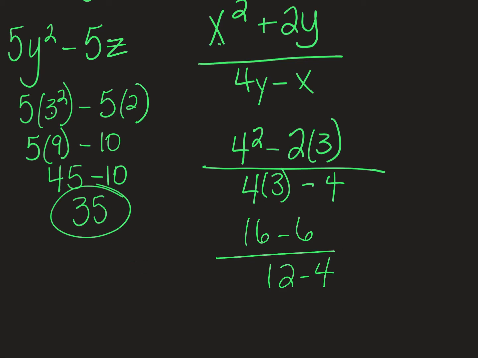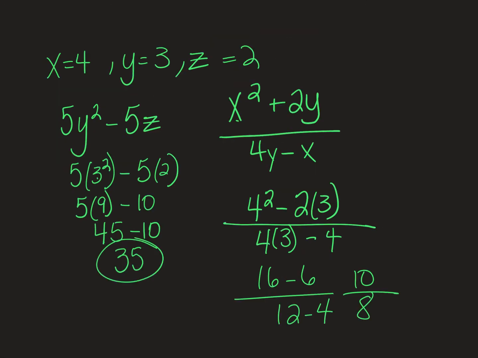Now, 16 plus 6 is 22. 12 minus 4 is 8. I messed up some. All right, so then you have 22 over 8, and you can reduce. However, I would not mark it wrong if you left it without it being reduced. But you don't want to change it to a mixed fraction. You want to leave it as an improper fraction. Okay, so basically what you're doing, we'll do one more.